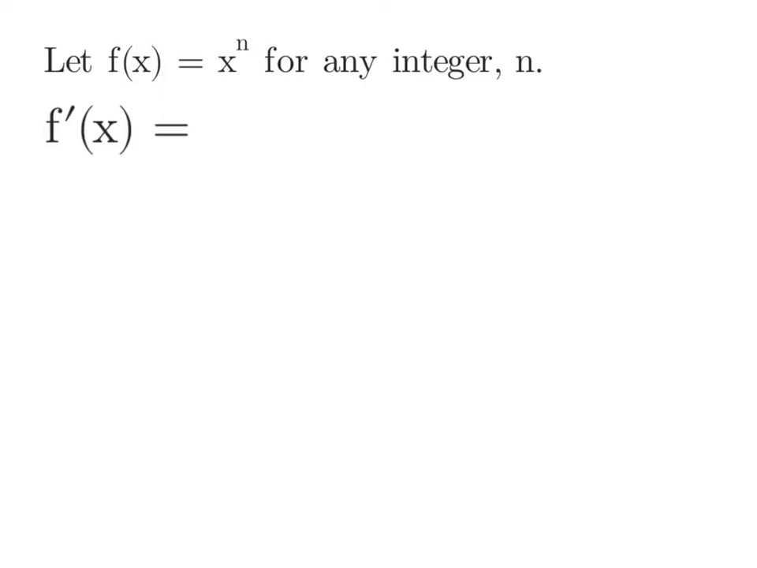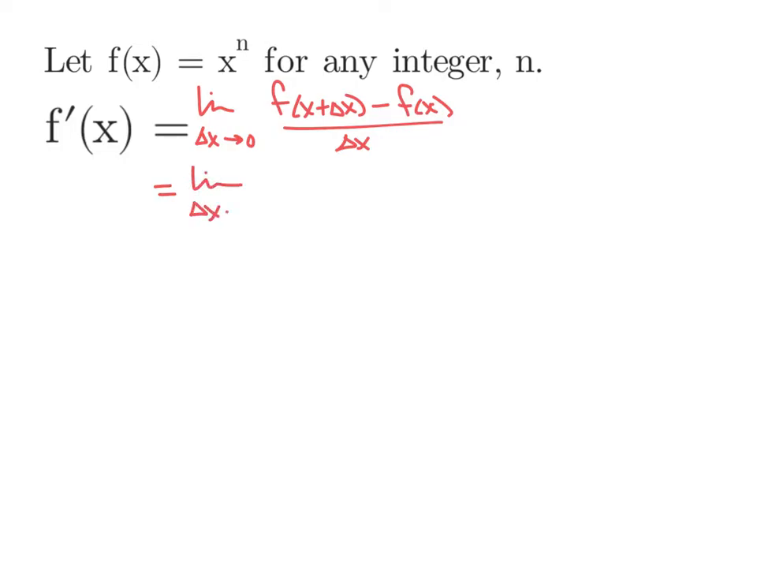As for the power rule, let's let f of x equal x to the n for any integer n. Then f prime of x, again, we're going to use that delta x definition, so the limit as delta x approaches 0 of f of x plus delta x minus f of x all over delta x. So we do a little substituting. Got to keep my limit notation around. Haven't taken the limit yet. Haven't done anything with my denominator, so I have to keep that around.